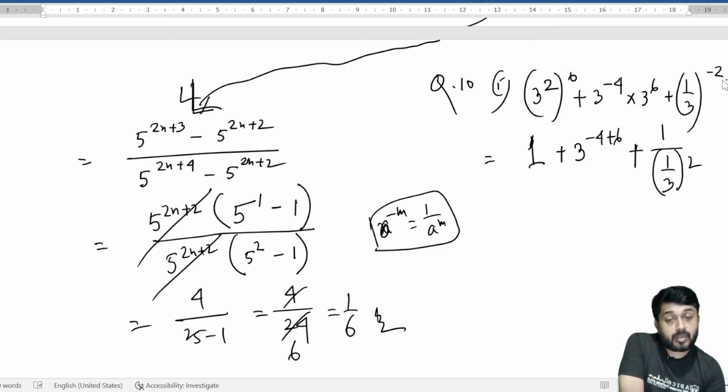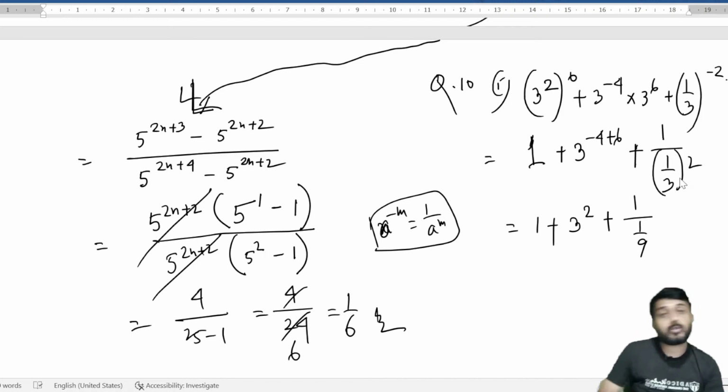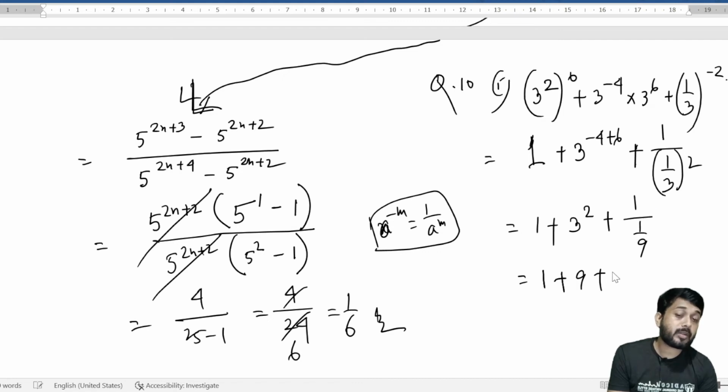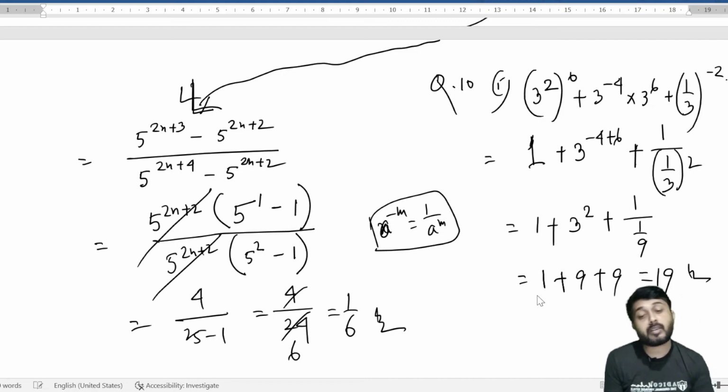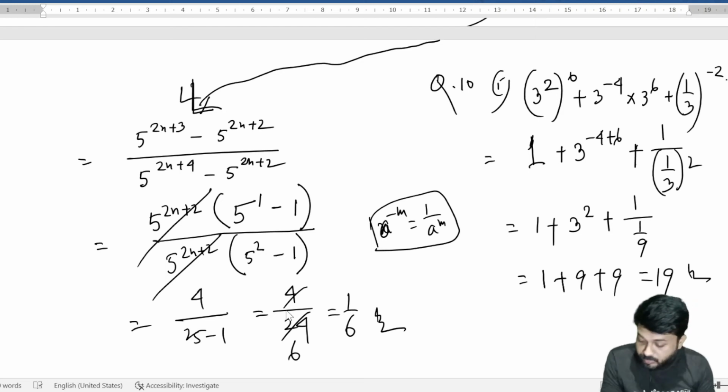1 by 3 whole to the power minus 2 means 1 by 3 whole to the power plus 2, isn't it? So 1 plus 3 to the power, how much has it come? Minus 4 plus 6 means plus 2, plus 1 by 9, isn't it? 1 by 3 whole square, what does that fetch you? 1 by 9. 1 by 3 multiplied by 1 by 3, 1 by 9. So here 1 plus 3 square means 9, plus 1 by 9 will give you 9 itself. Answer is 19. Okay, 9 plus 9, 18, plus 1 is 19. Is it clear? I think it is getting clear to all of you.